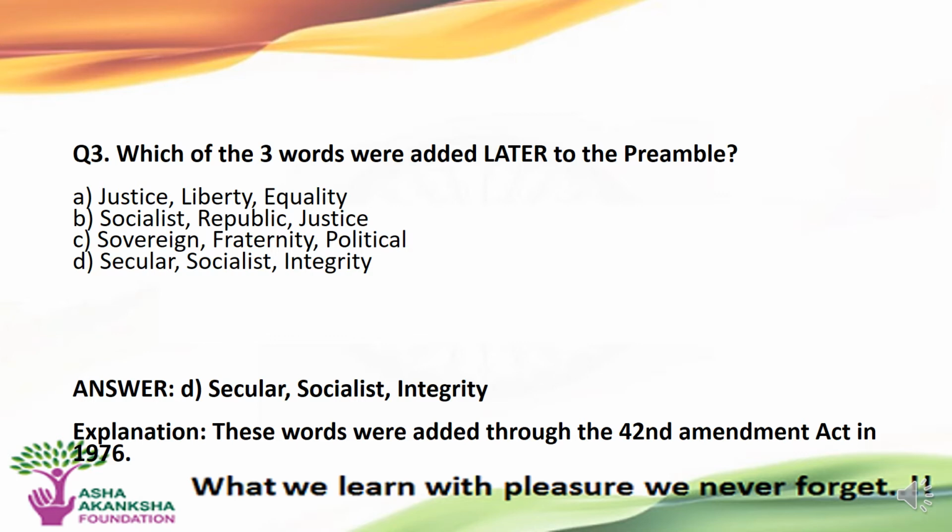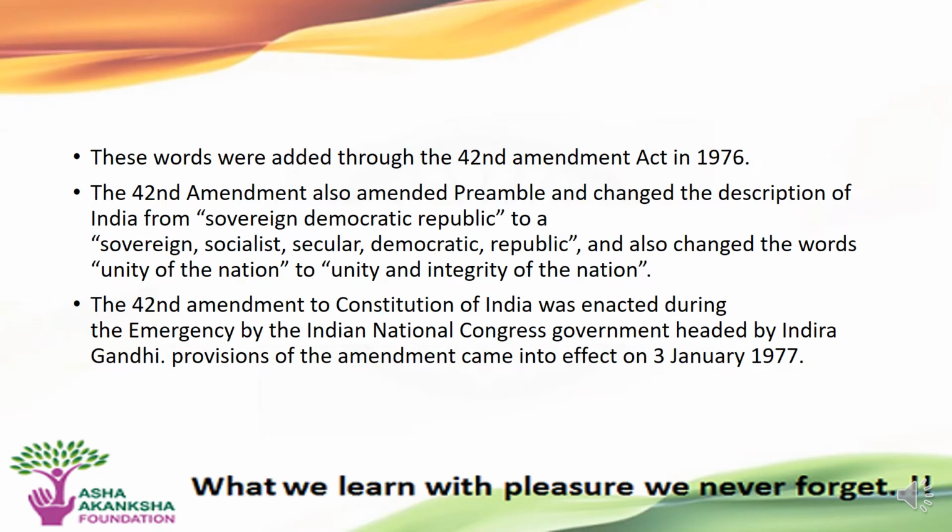Secular, socialist and integrity were added through the 42nd Amendment Act in 1976. The 42nd Amendment was also the amendment in which the preamble was changed, and the description of India was changed from sovereign democratic republic to sovereign socialist secular democratic republic nation. It also changed the words unity of the nation to unity and integrity of the nation.